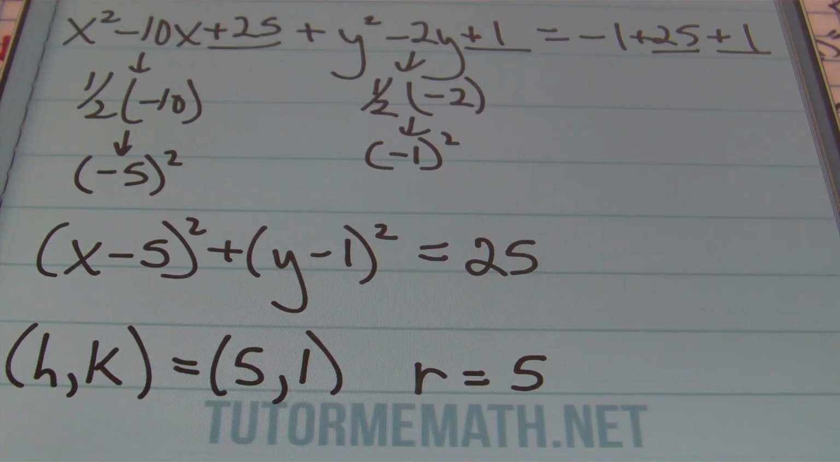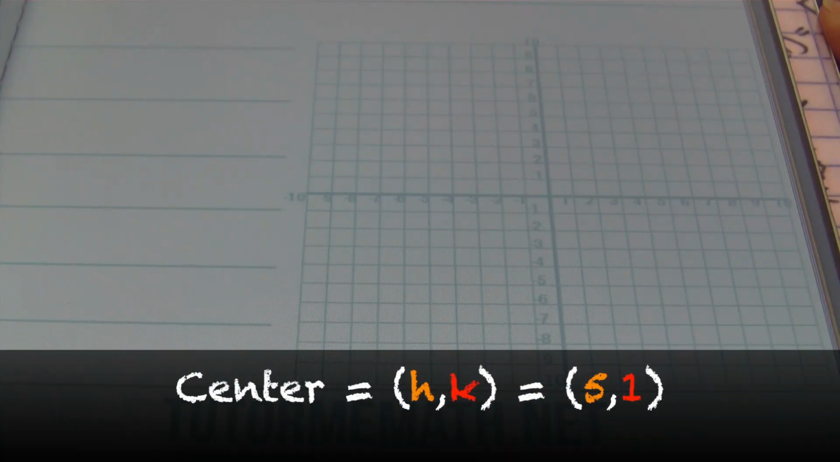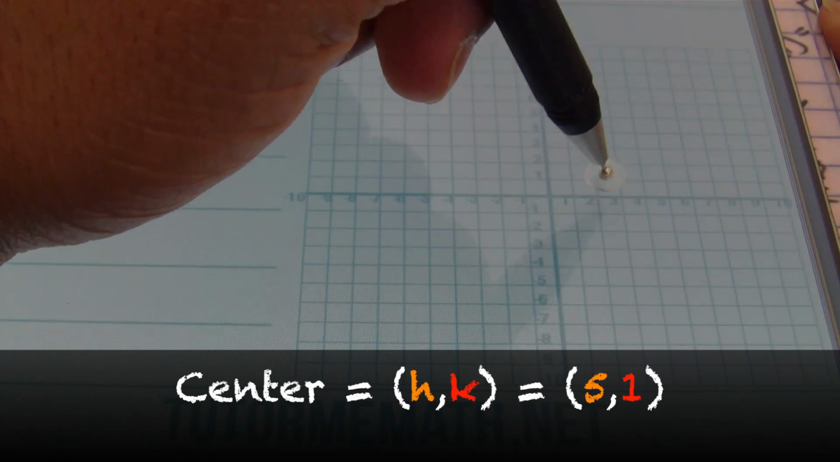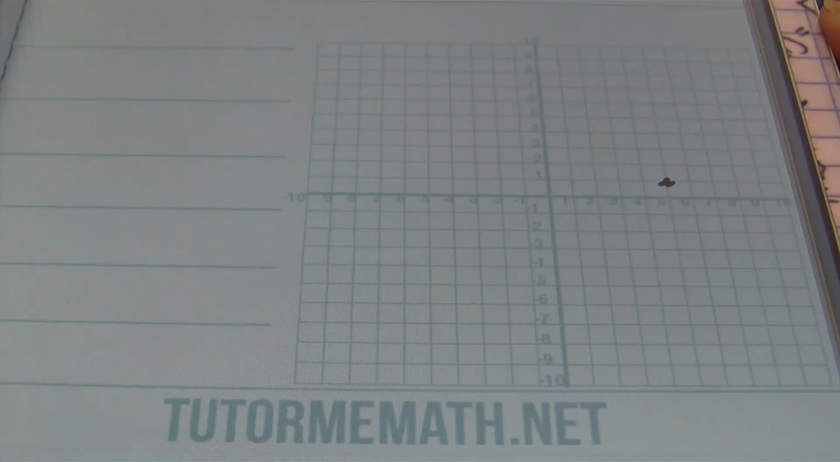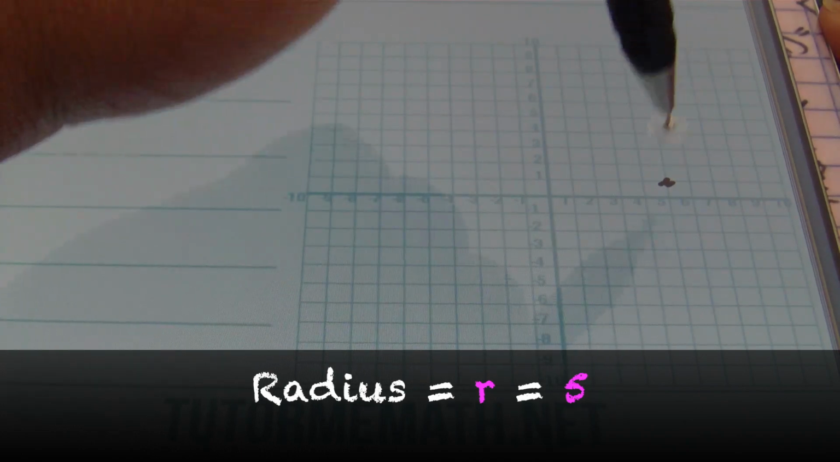All right. Let's go to our graph. So we know that we have a center at 5, 1. So let's go ahead and plot that. So we'll be moving from the origin 1, 2, 3, 4, 5 to the right, and then up 1 to give me a point at 5, 1. All right. And all points that lie on this circle will be 5 places from our center.